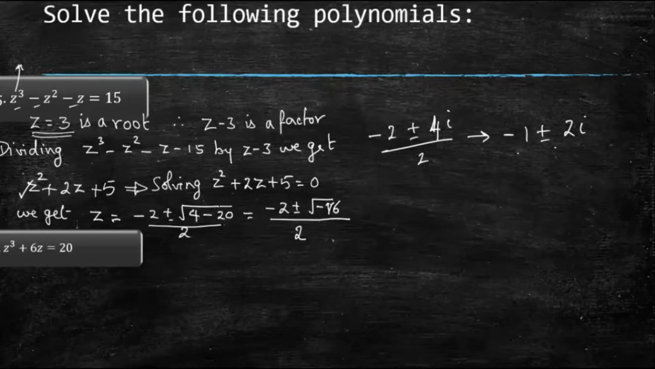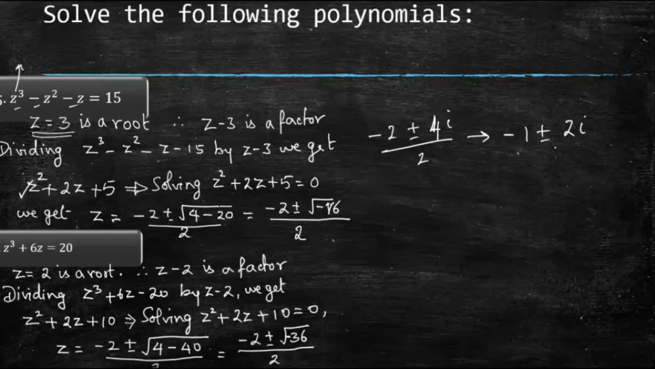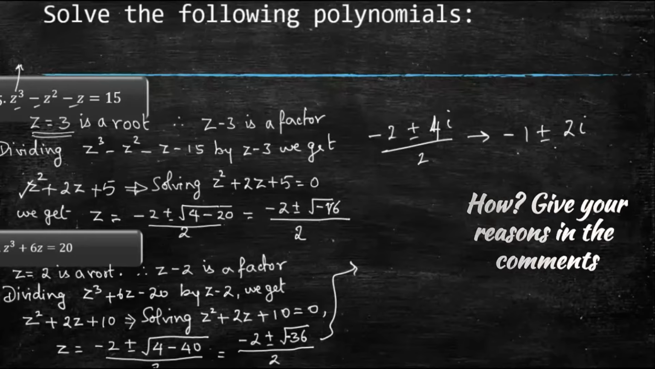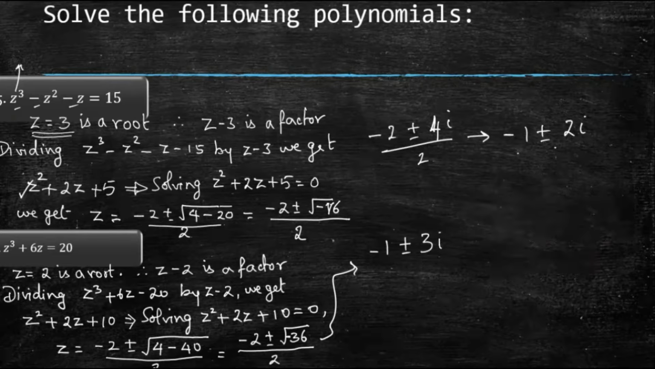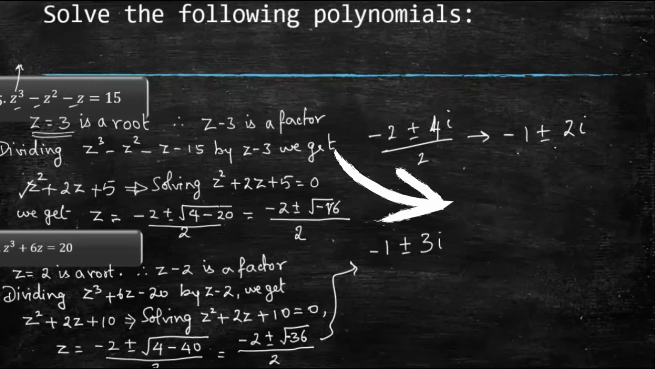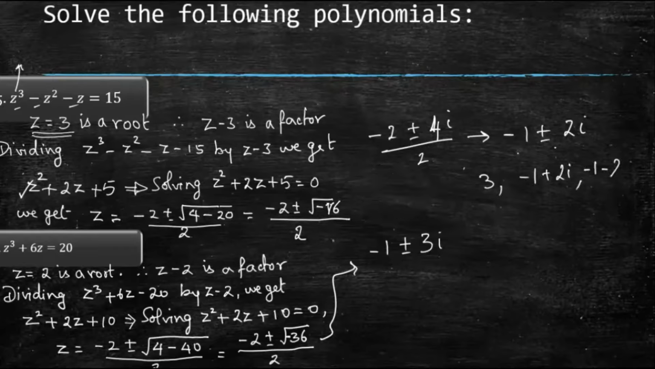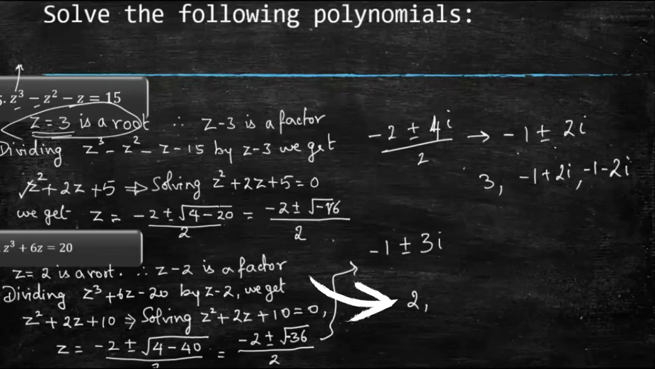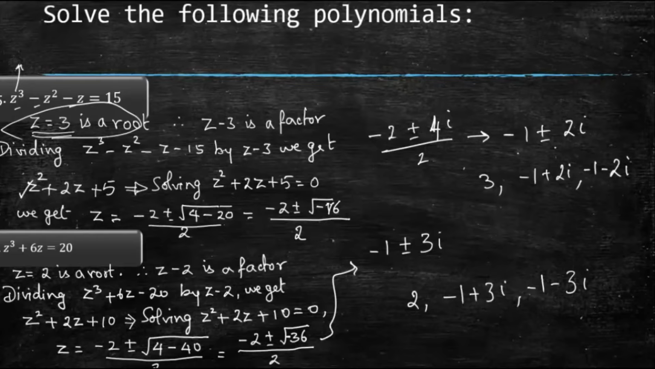Coming to the next question, I hope you would have solved this using the trial and error method to get the first real root, which is 2, and the complex roots here can be written as minus 1 plus or minus 3i if you simplify further. And the roots for the previous cubic equation are 3, minus 1 plus 2i, and minus 1 minus 2i. You should not forget the first root, 3, which was found by trial and error. And in this case the 3 roots are 2, which is a real root, and minus 1 plus 3i and minus 1 minus 3i, which are 2 complex conjugate roots.